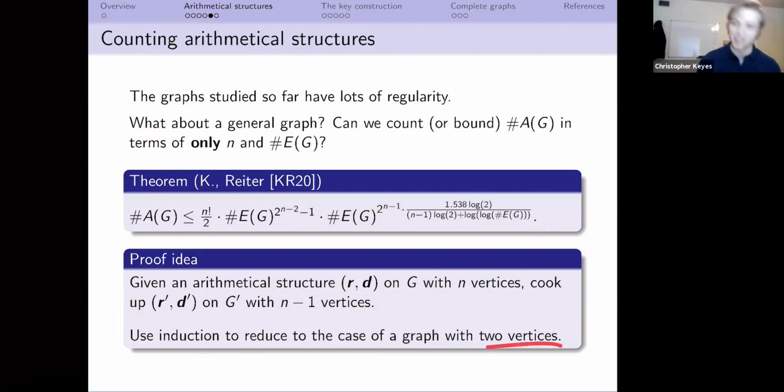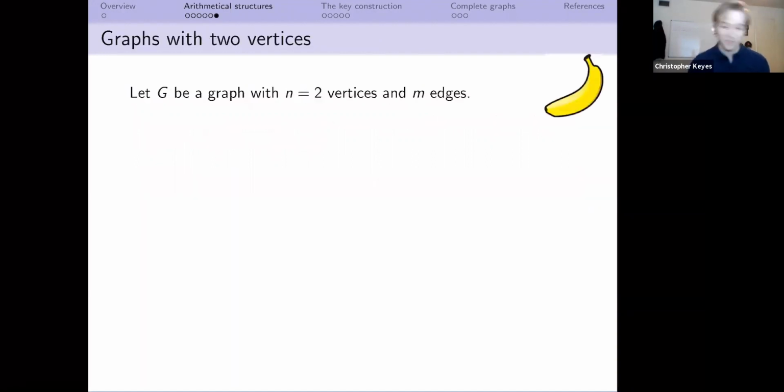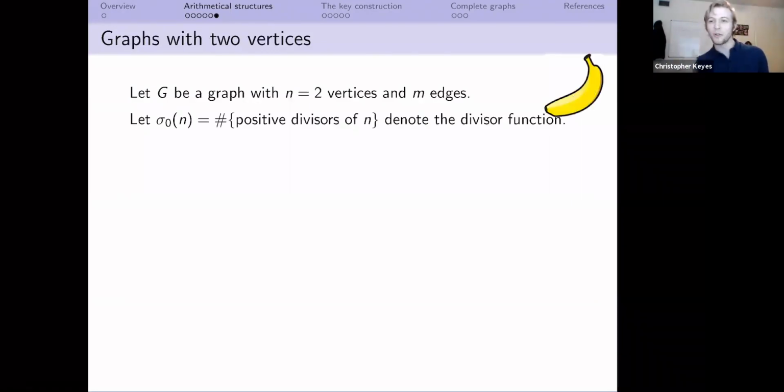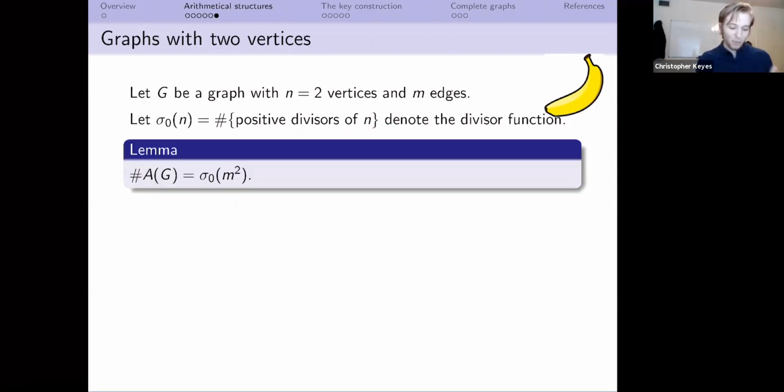Now, in the graph with only 2 vertices and many edges, we actually have a really nice explanation. I call these banana graphs because I think they look like a banana. So here's a graph with 2 vertices and 3 edges. Looks kind of like a banana. I can't get it out of my head. These are now known to me as banana graphs. So I'm going to use sigma 0 of n to denote the divisor function, the number of positive divisors. I don't want to overload d. It already has another meaning. And what we can prove is actually that the number of arithmetical structures on our graph is the same as the number of divisors of m squared, where m is the number of edges.